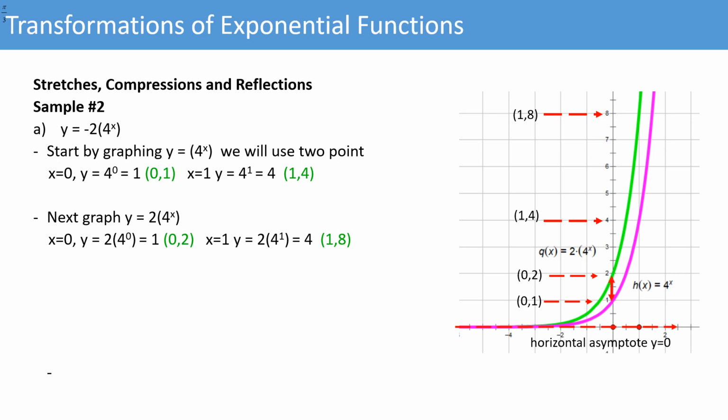So now we have the (0, 1) moving up to (0, 2). I've shown you now with the up-down arrow. And the (1, 4) to (1, 8) shows you again that it has moved up. So we can say at this moment the graph is vertically stretched by a factor of 2. But now we need to look at the negative sign in front.